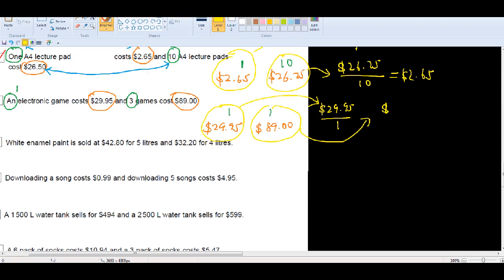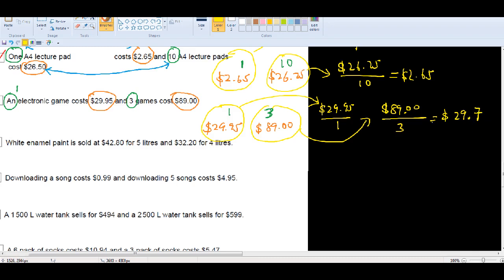Oh, sorry, I got something wrong, it should be 3. So it's 89.00 divided by 3. Let me check the number. According to my calculator, it is 29.7.